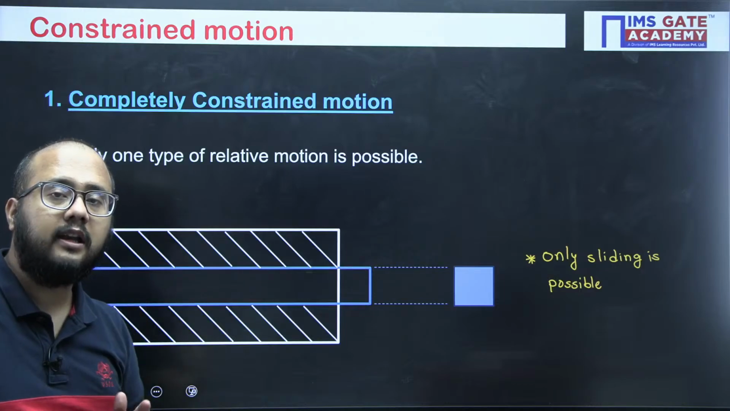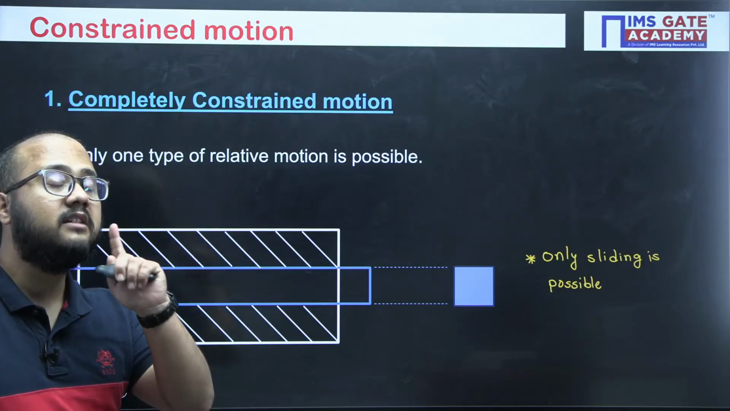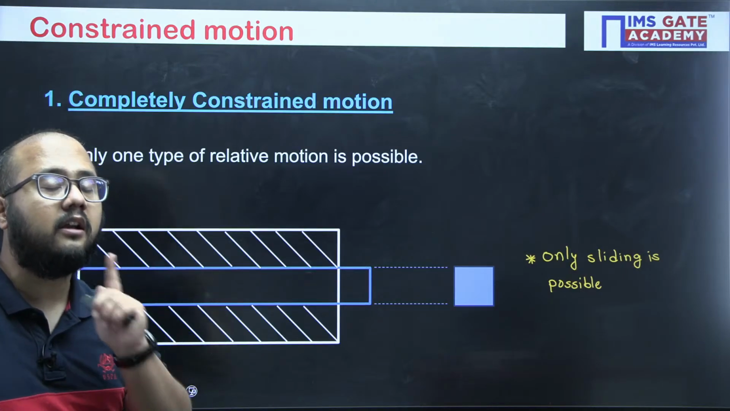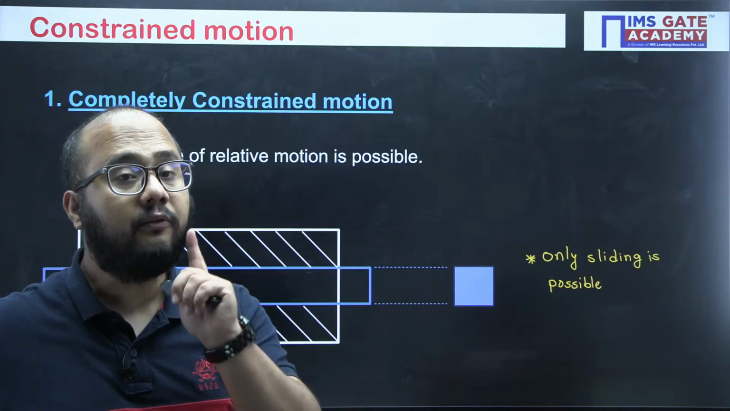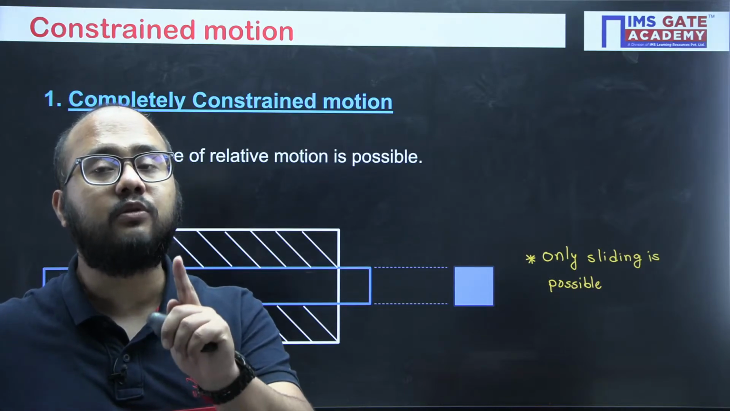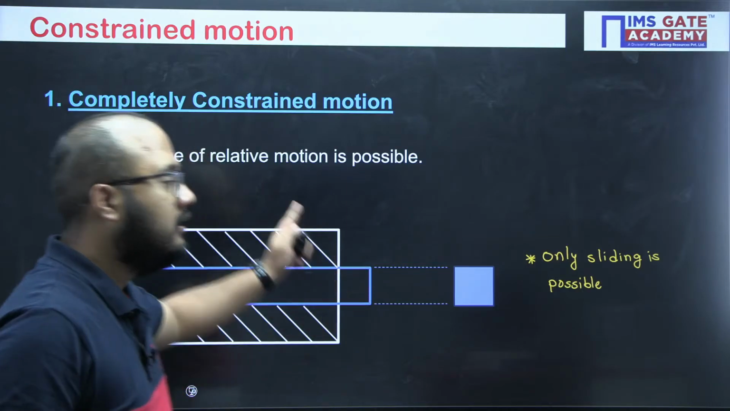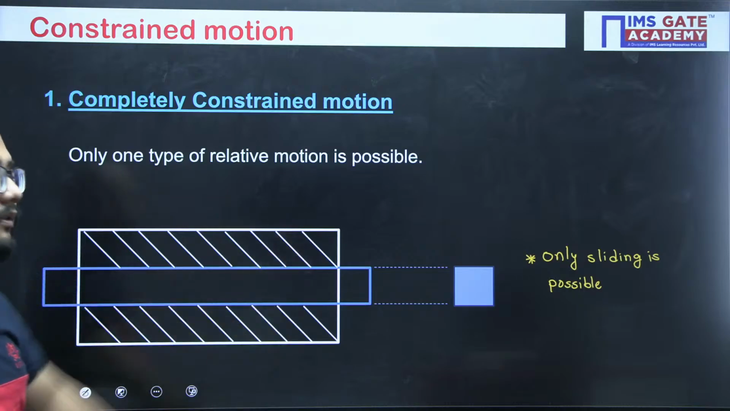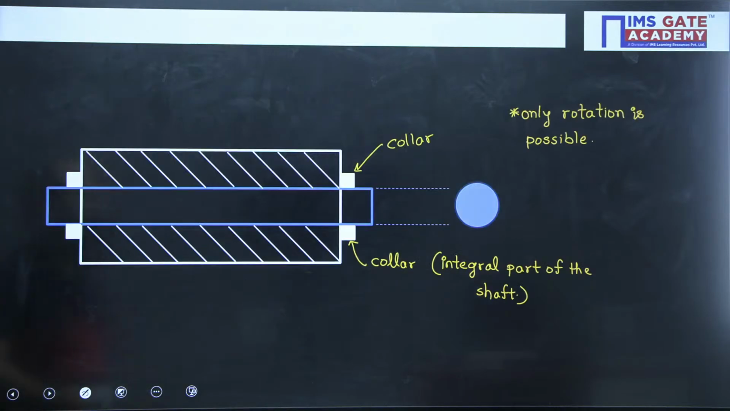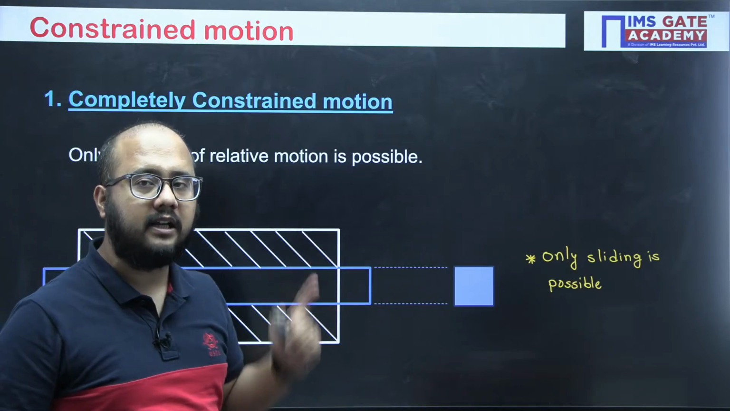When will you call any constrained motion completely constrained? When only one particular type of relative motion is possible. Only one particular type of relative motion is there. Then only we can say it is a completely constrained motion. I hope the point is clear, everyone. Now, this is the first example where only sliding is possible. So it is a completely constrained motion.